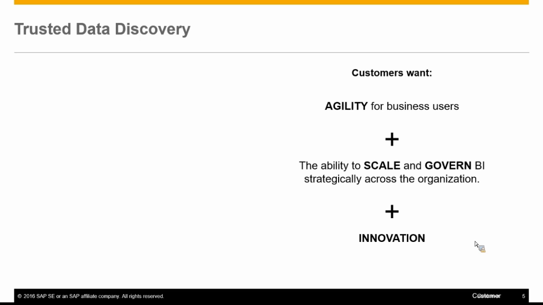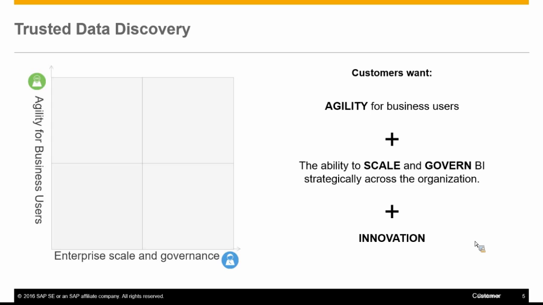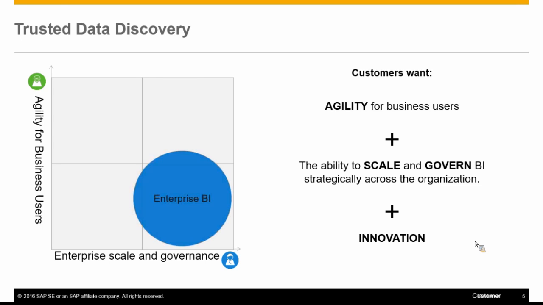So today, business end users want agility with the product, and the administrators or the organization want scale and governance. So we can put different products on two axes, one on agility and the other on enterprise scale. If you see, traditional BI has provided enterprise capabilities for analytics since long.